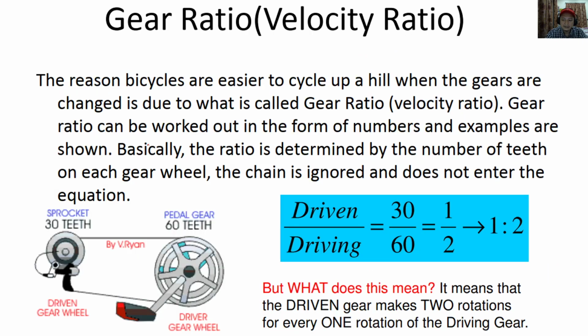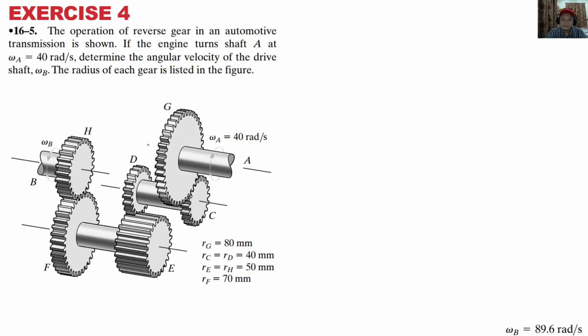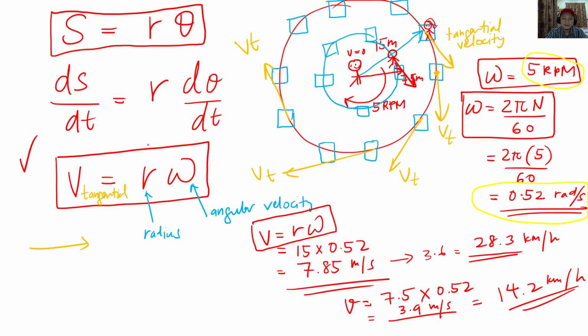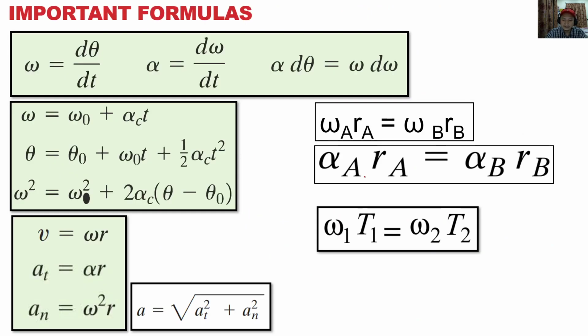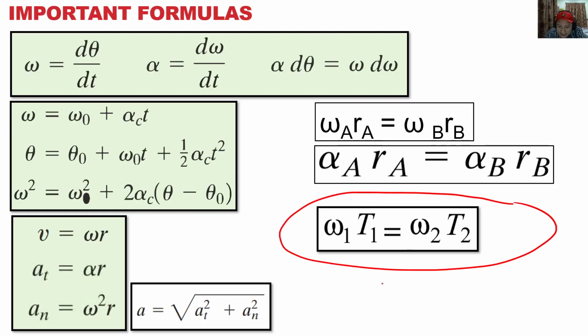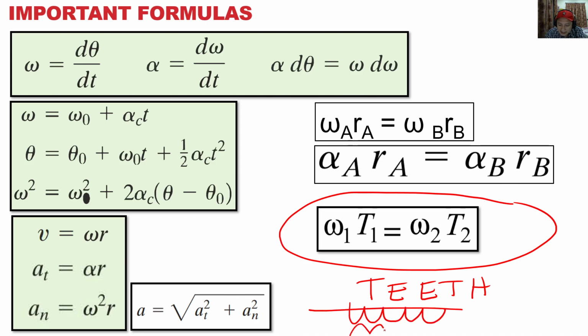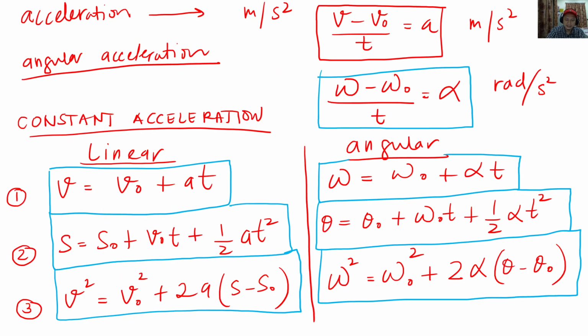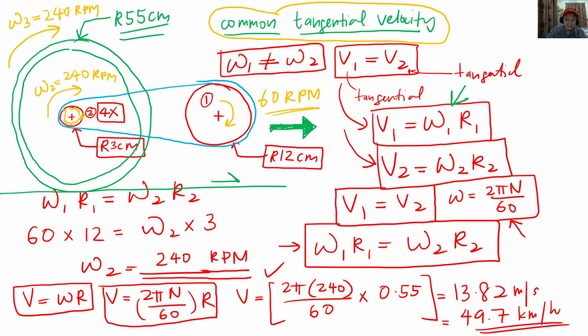I think I have some formula here in terms of teeth. This is the formula for teeth. Omega 1 teeth 1, omega 2 teeth 2. You can even use radius, similar thing. It's easier to calculate with teeth, there's no need to measure diameter. In the industry, that's what you do.